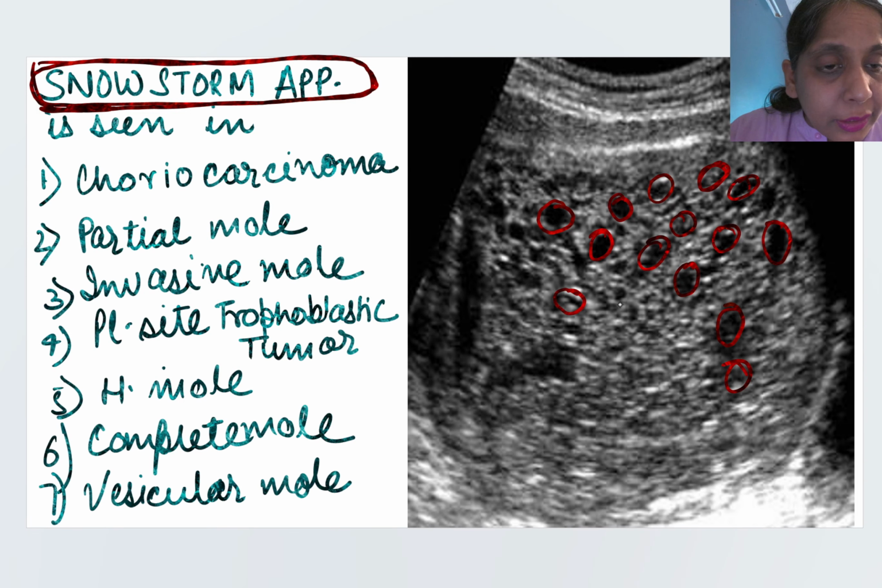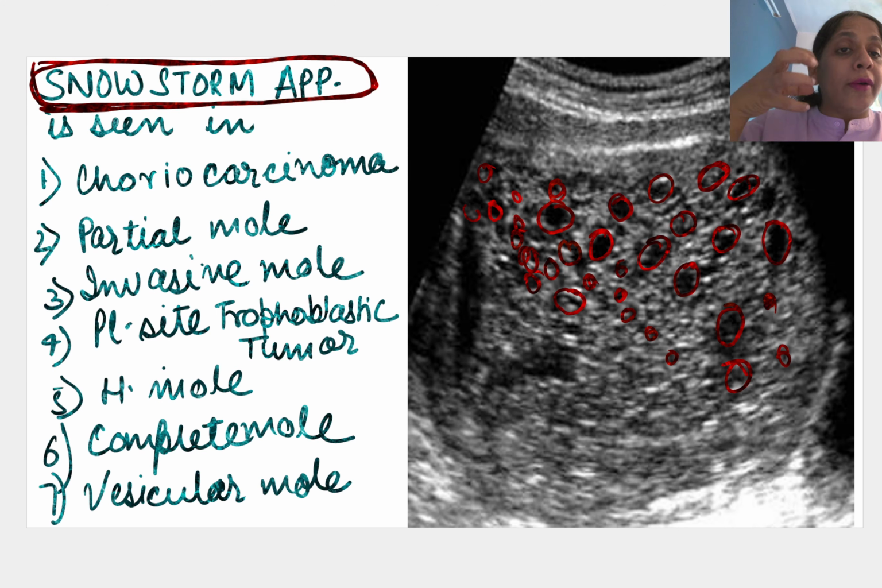See, there are small and big villi, every type of villi, depending on the amount of water they have imbibed or engulfed. So either they are small cysts or large cysts. Who is forming this cyst? The villi, absorbing water, and these villi which have absorbed water look like cysts. So they look like black dots on the ultrasound with white tissue in between. These are the villi which give the snowstorm appearance.